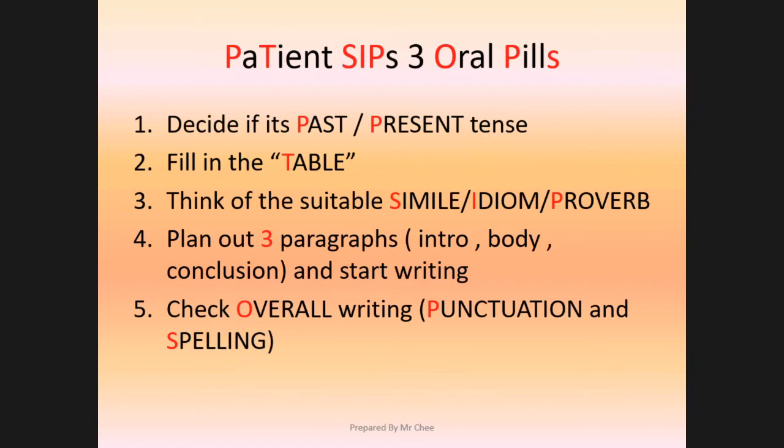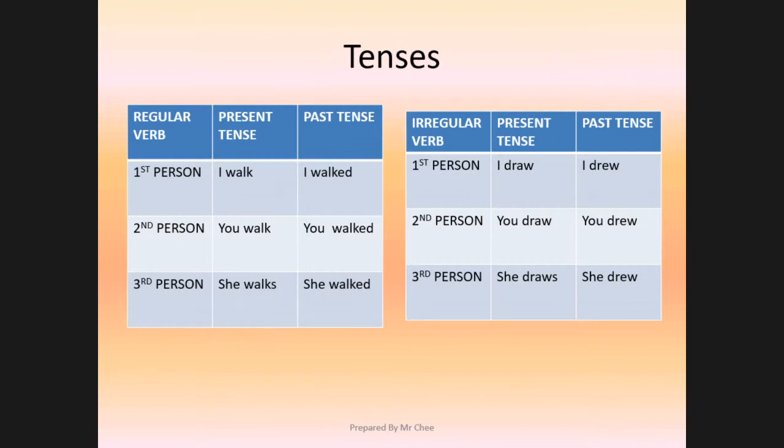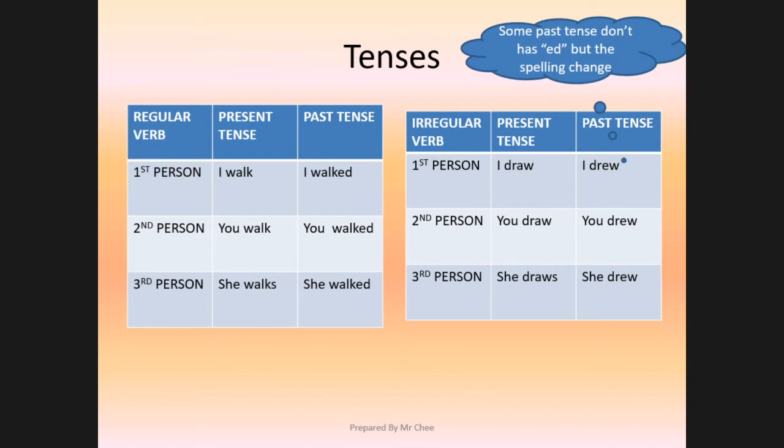The first step is to decide if it's past or present tense. P means past or present tense. Let's look at the tenses. Walk is present tense. W-A-L-K-E-D, with E-D, is past tense. Sometimes past tense doesn't have ed, but the spelling will change. For example, draw is present tense, but in the past it becomes drew.